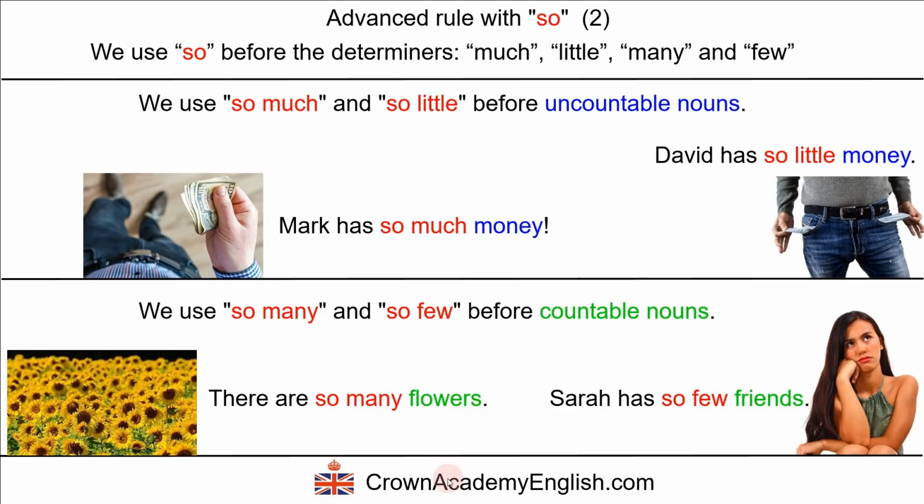And here, unfortunately, poor Sarah, she has so few friends. So few friends. So this means that Sarah does not have many friends. Okay, and we're really emphasizing that idea. Okay, so few followed by a countable noun. So many followed by a countable noun.